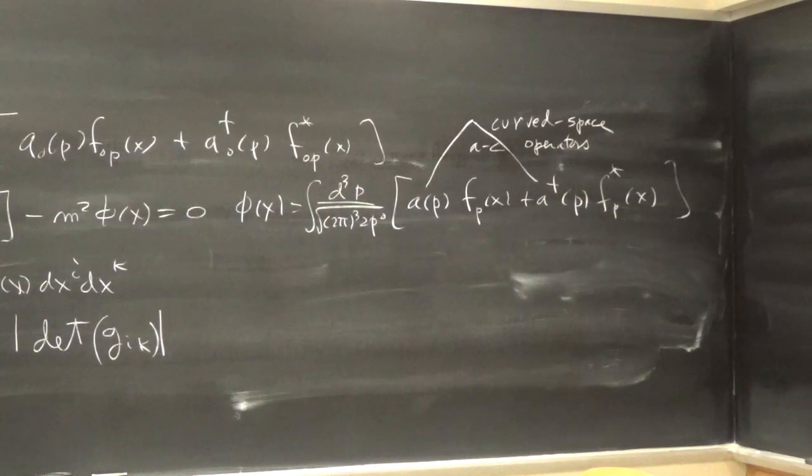Can I ask a quick question? Okay, good question. Yeah, so I remember that the reason why we have 2p0 in the bottom. Yeah.